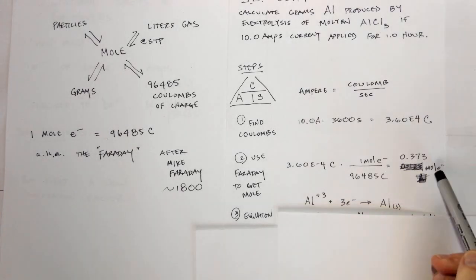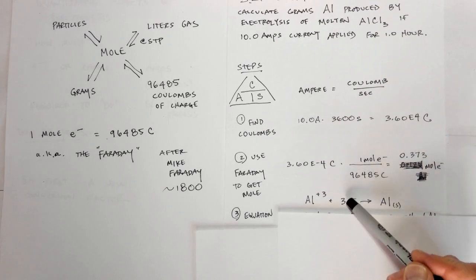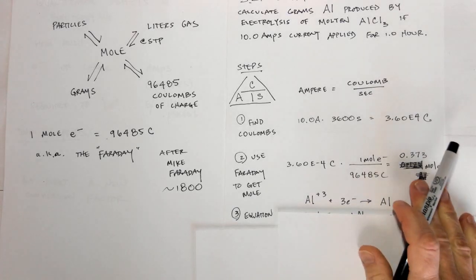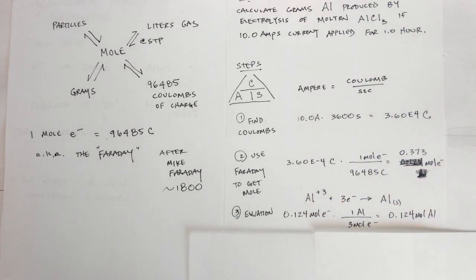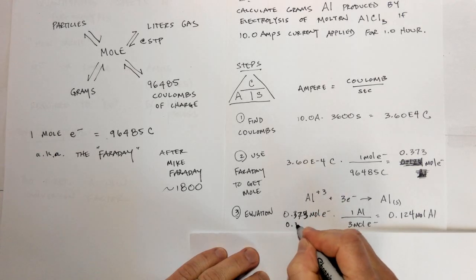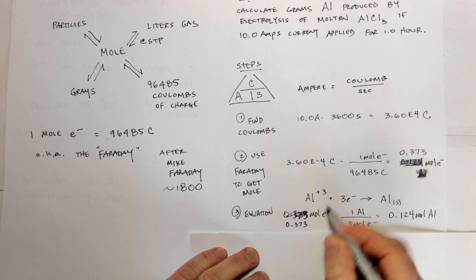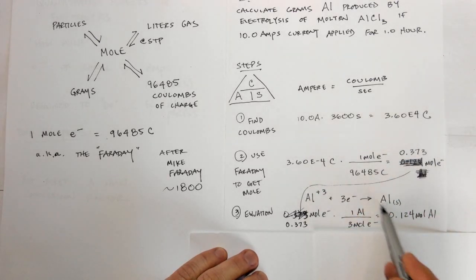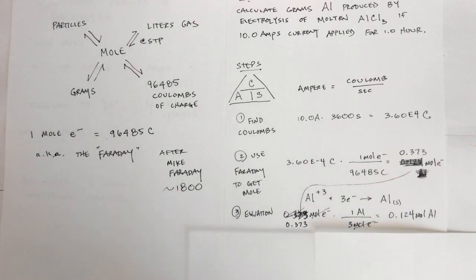And since we have the number of moles of electrons right here, we could relate that to aluminum solid. It's a 3-to-1 ratio. And so if I write down 0.373 moles of electrons right here, for every 1 mole of aluminum, there are 3 moles of electrons that are used. Notice how our moles cancel with our moles. And then we end up with 0.124 moles of aluminum at the end.